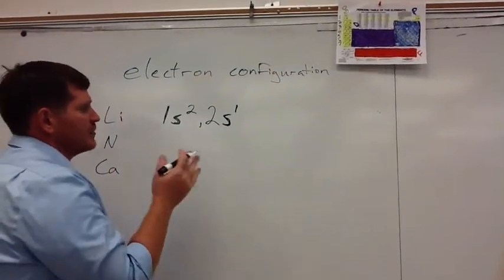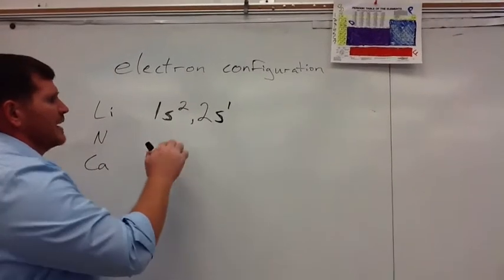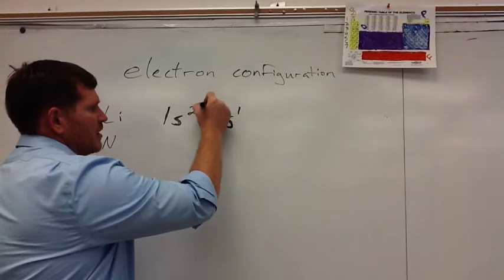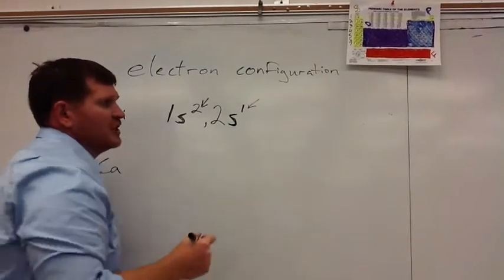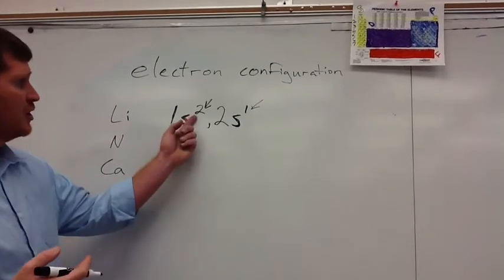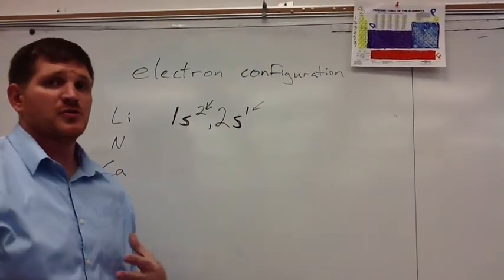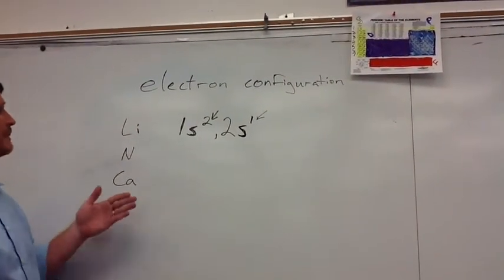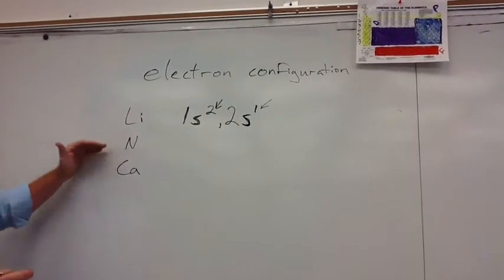I can double check to see if I got the right answer by counting. If I count my electrons, which are these little numbers up here, I should get the same atomic number as lithium. So I've got 2, I have 1, 2 plus 1 is 3, and lithium is 3. That works out great. Okay, let's do another one. Let's see what we get with nitrogen.